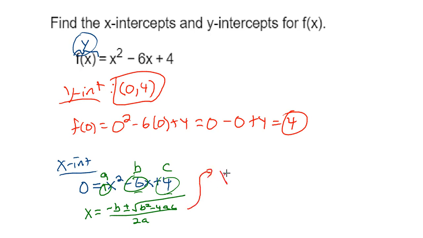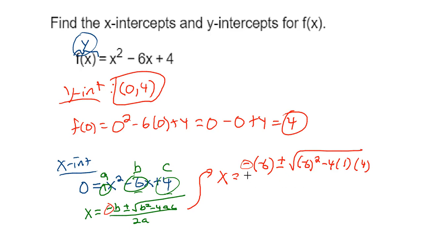So we're going to plug in negative 6 for b. So we'll have negative, the negative sign here, copies over here. And then b is negative 6 plus or minus the square root of negative 6 squared minus 4 times a, which is 1, times c, which is 4. The whole thing divided by 2 times a, which is 1. So we simplify this, we'll get x equals positive 6 plus or minus.